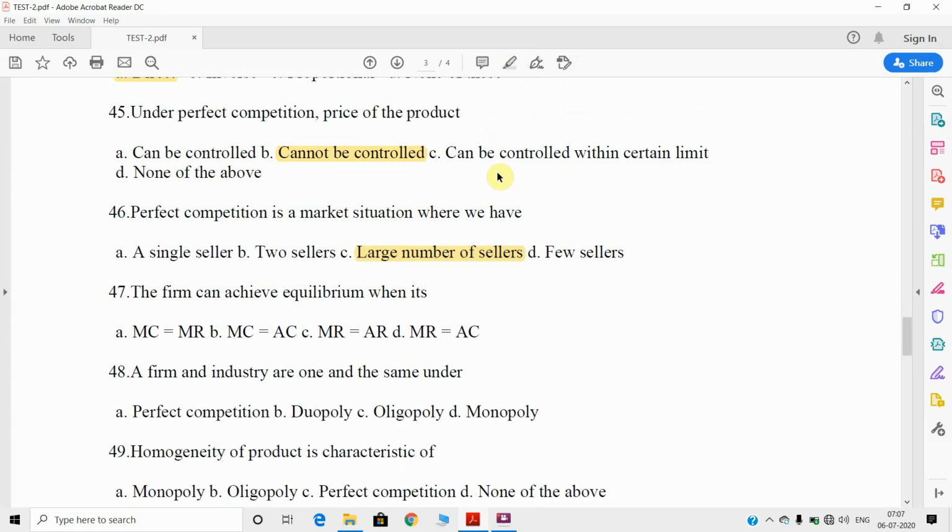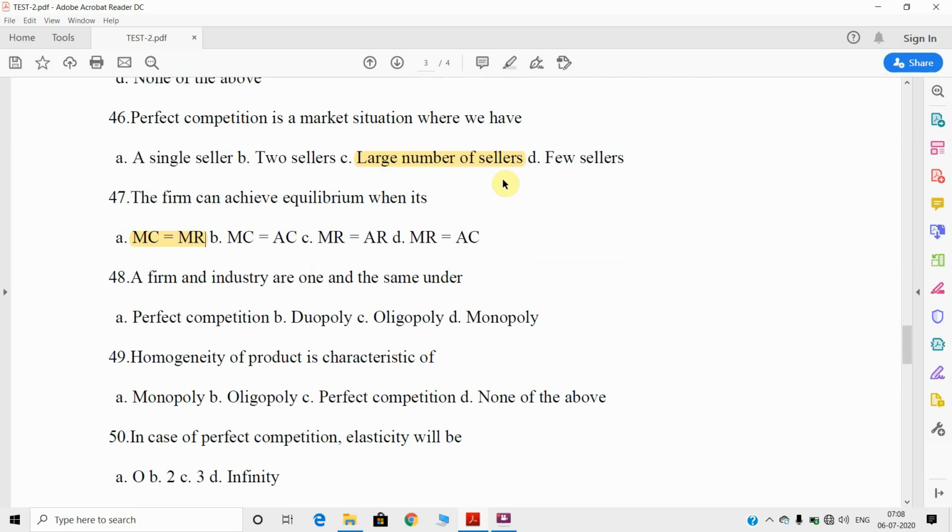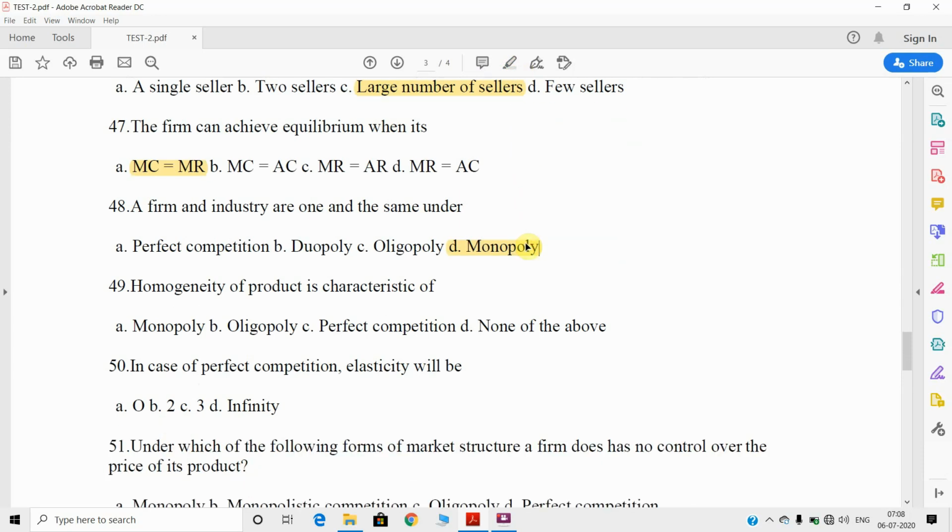47, the firm can achieve the equilibrium at which MC is equal to MR. That is the general firm equilibrium condition, right? 48, a firm and industry are one and the same under monopoly, and there is no difference between firm and industry. What is a firm? That also acts as an industry in case of monopoly. In case of 49, homogeneity of product is a characteristic of a perfect competitive market. So these are very easy questions.